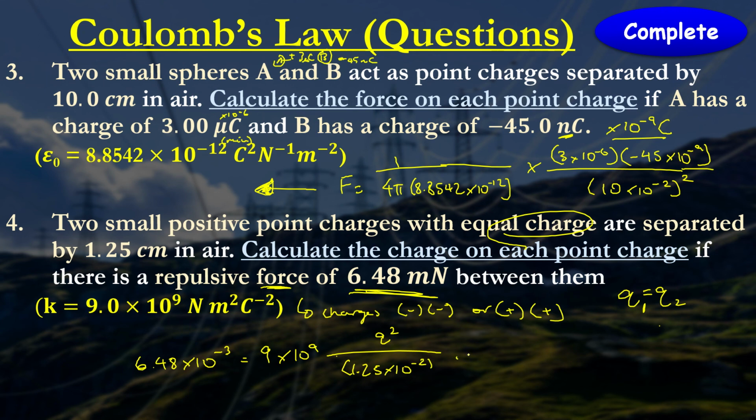Okay, so Q squared is equal to 6.48 times 10 to the power minus 3, times 1.25 times 10 to the power minus 2, divided by 9 times 10 to the power 9. Square root that, and you'll find the individual charge value.